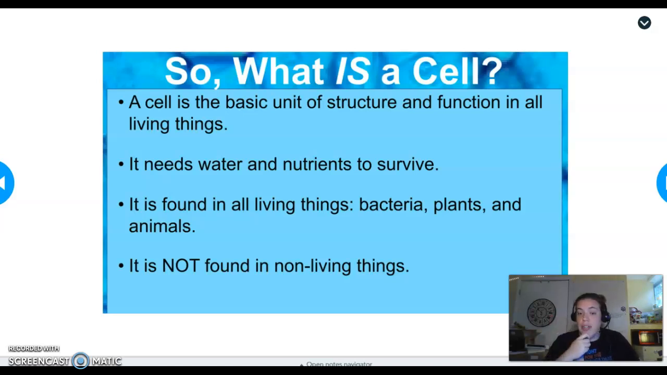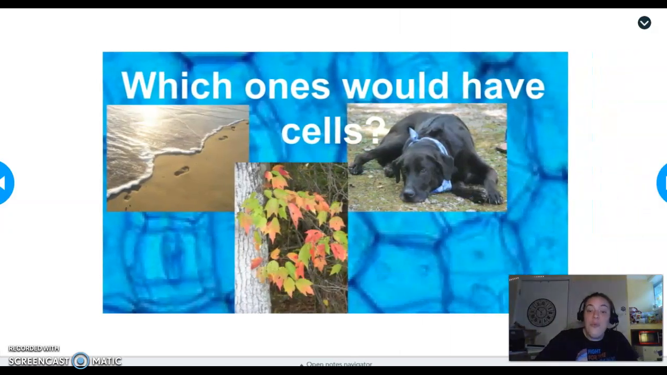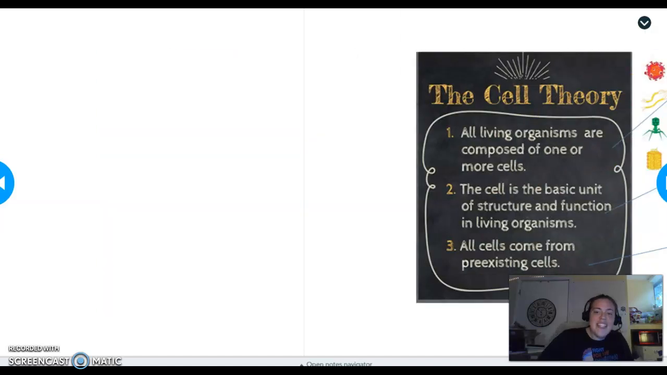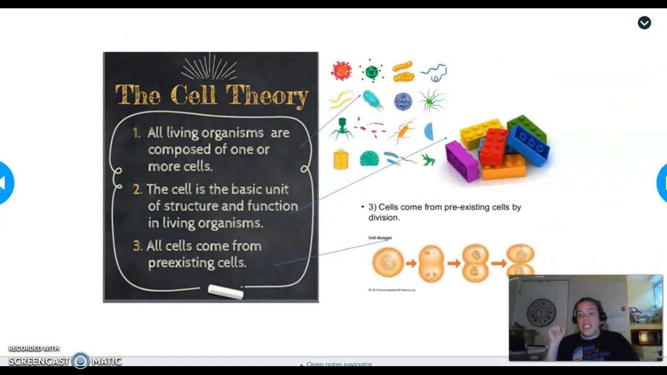We talked about the 3 different categories: bacteria, plants, and animals. We now know those as prokaryotes and eukaryotes, but not yet, spoiler. Then we guessed which ones are cells, and we know it's that adorable doggo and those beautiful fall leaves. And then we touched quickly on cell theory.